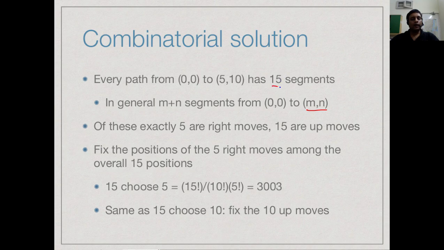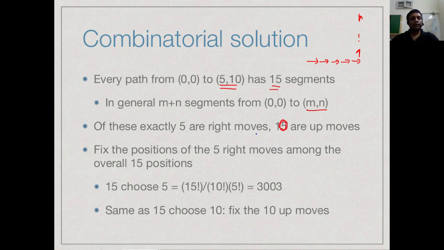Now if I have these 15 segments and I am going to 5, 10, that means I have to go right 5 times, and I have to go up 10 times. In which sequence I do these rights and ups is what determines which path I take. But every path will have exactly 5 right moves and exactly 10 up moves.